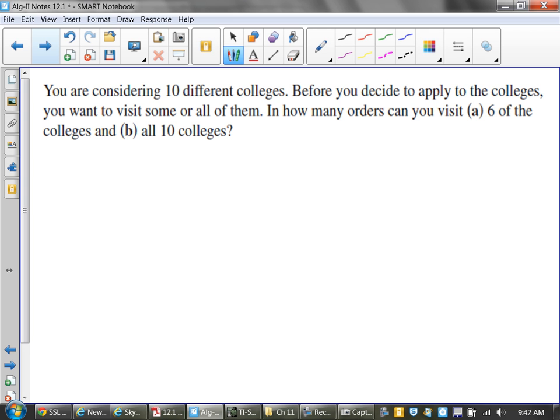You have 10 colleges you're looking to choose from, but before you decide you want to visit some or all of them. How many different ways can you visit 6 of the colleges, and then how many different ways can you visit all 10? Let's say you're not going to the NCAA. Let's say you're just Joe Schmo that's not going to get a scholarship.